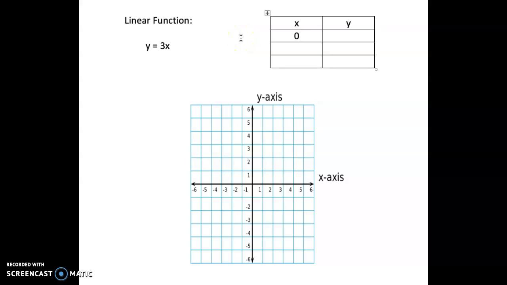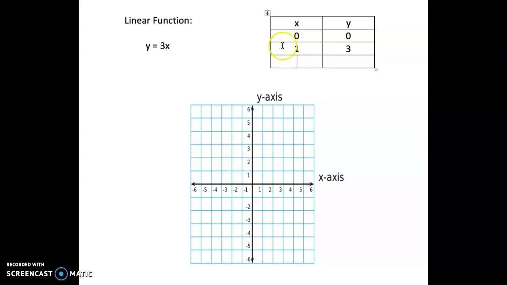I'm going to start with 0, and we're going to plug that 0 for x into our equation. So we're going to input x equals 0. So we find out what does y equal when x is 0. So let's see. 3 times 0 is 0. So when x is 0, y would equal 0 as well. So let's try another point. Let's find out when x is 1. So when x equals 1, we have 3 times 1 equals 3. So when x is 1, y is going to be equal to 3.